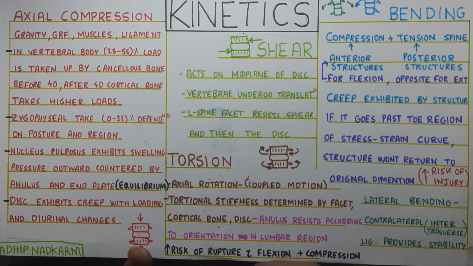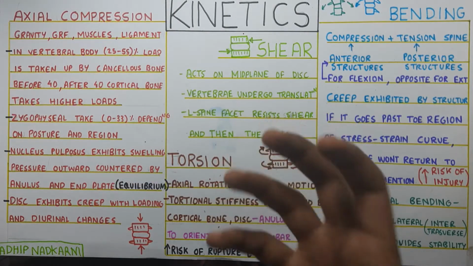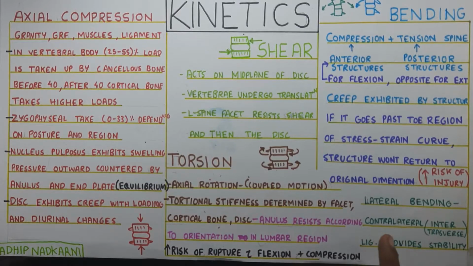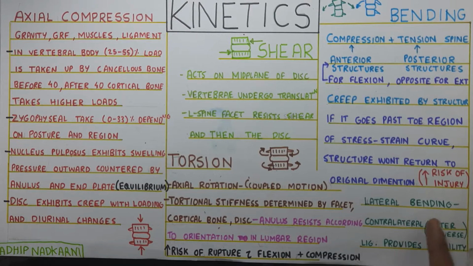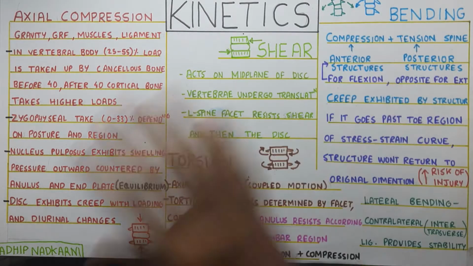And the same concept will be applying over here also, that is the stress strain curve going past the toe region, that is it won't be able to come back to its original state. So again, in lateral bending, the contralateral side intertransverse ligament will provide the stability to your movements at the spine.